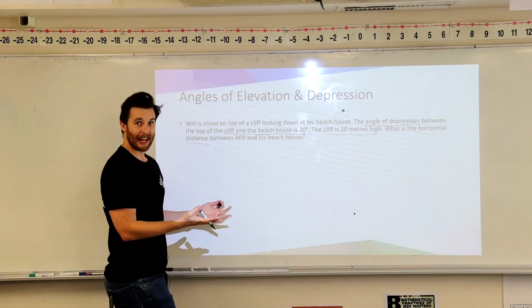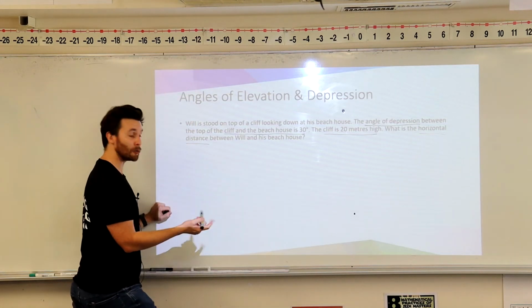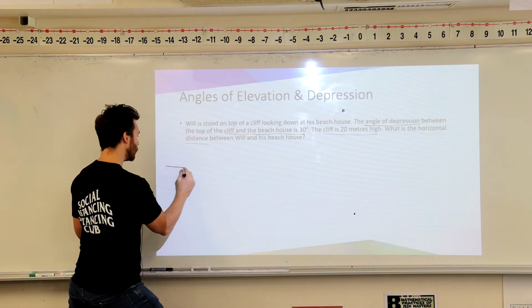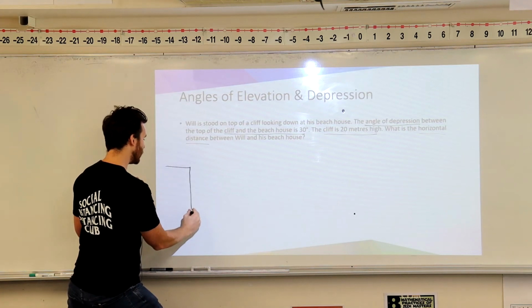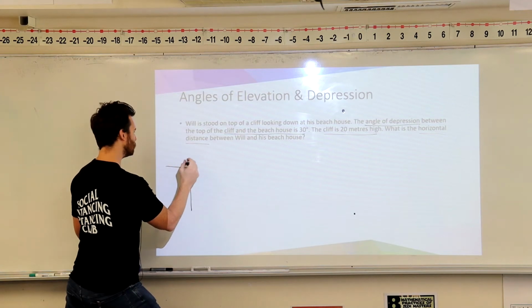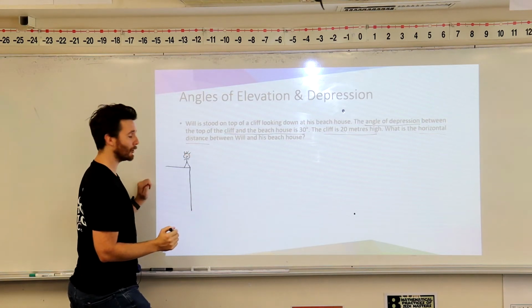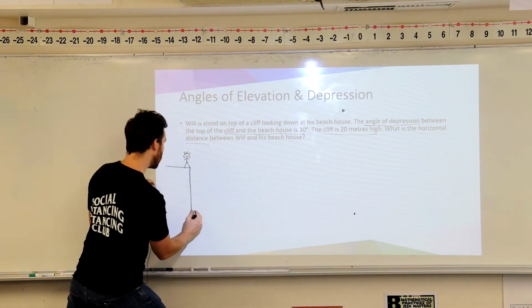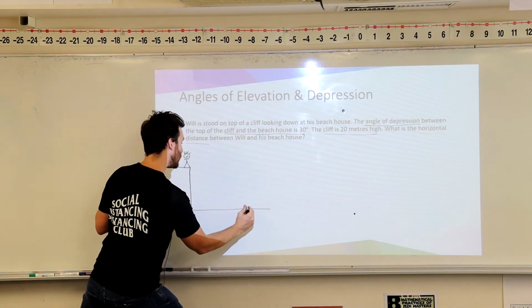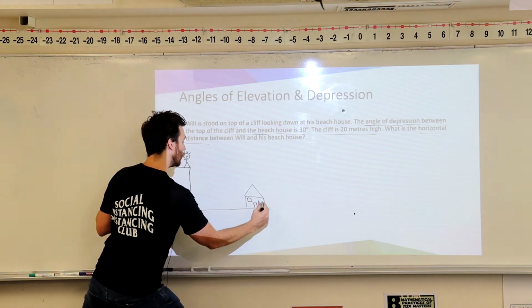That's kind of hard to get your head around without drawing a diagram, so I'm going to start by drawing a pretty simple diagram to kick things off. I'm going to say that this is my cliff. I'm just going to make it vertical because it says that in the question somewhere. I'm going to draw Will just for fun. There he is, remarkably similar to the stick figure from the previous question. We have a beach house further along the waterfront, so I'll draw that as well.